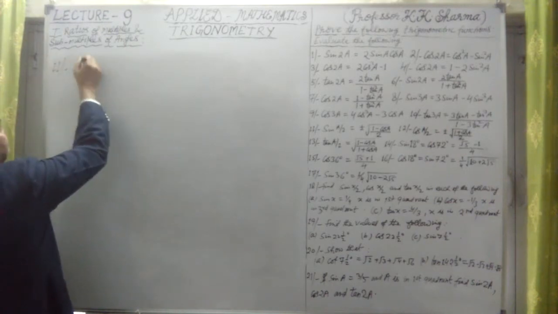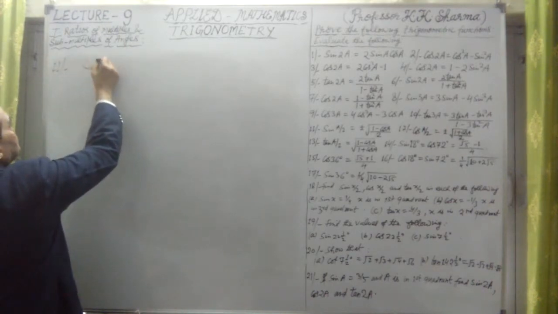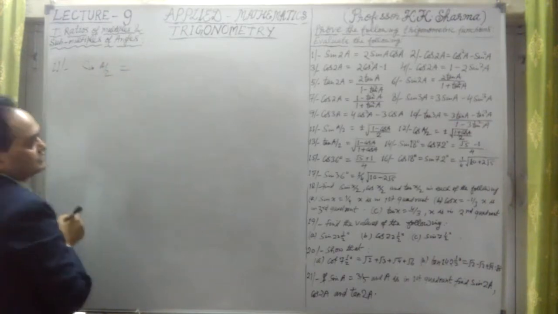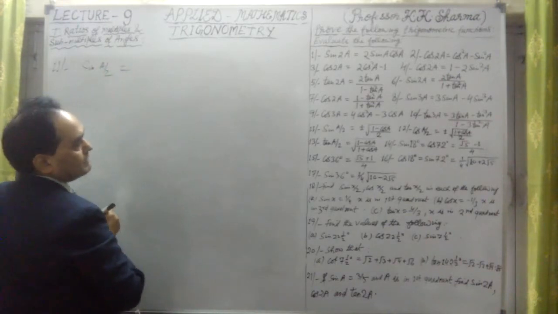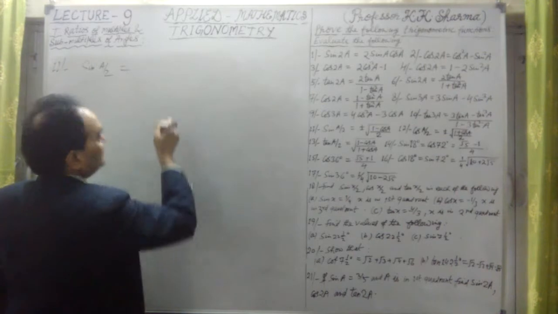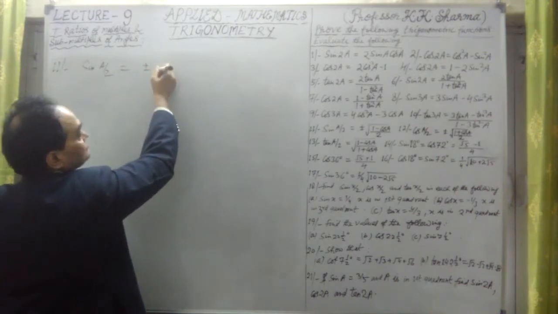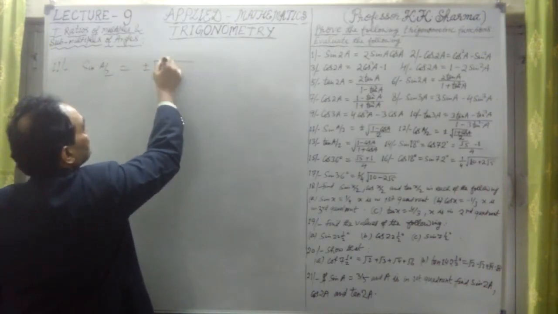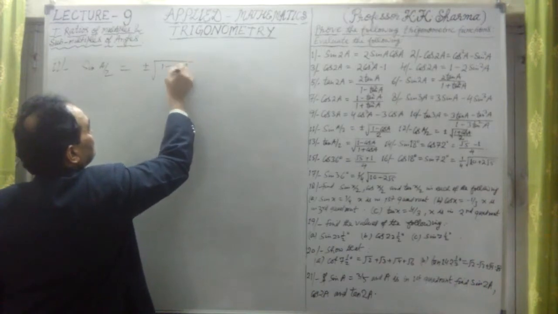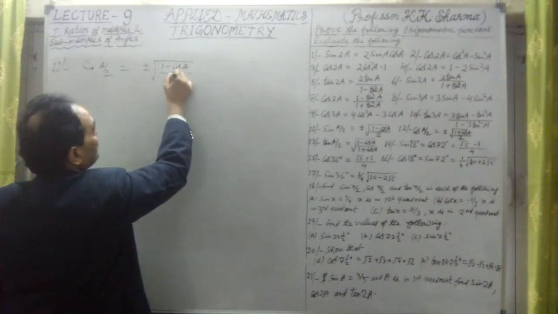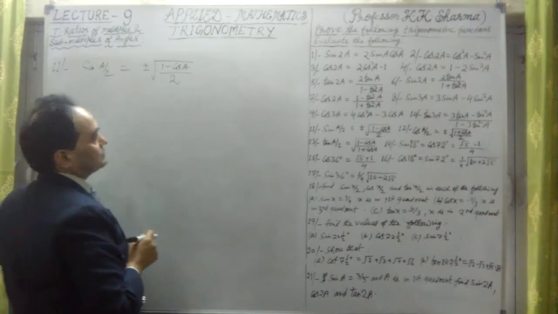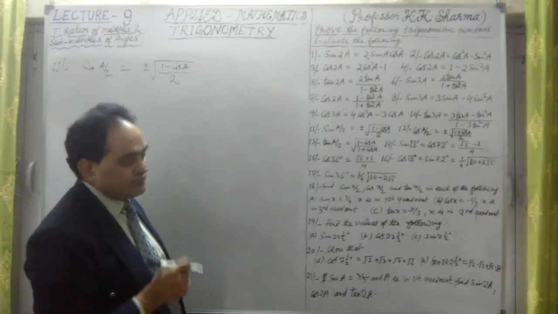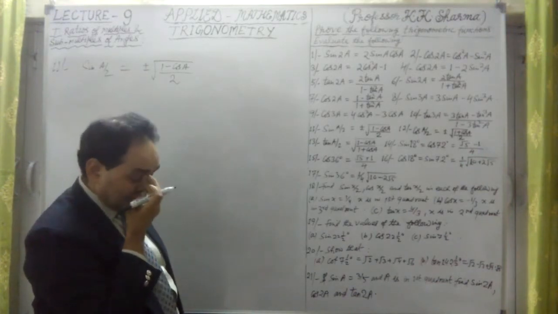Question number 11, sine of A by 2. We have to prove that this is equal to plus minus under root of (1 minus cos A) upon 2. This we have to prove here. Okay, so that is the point of mine.